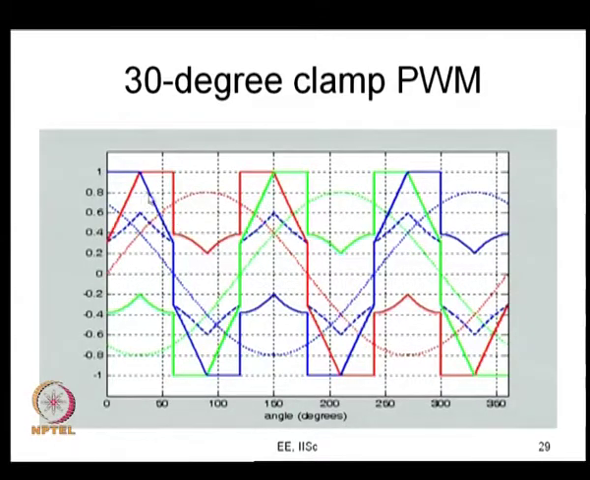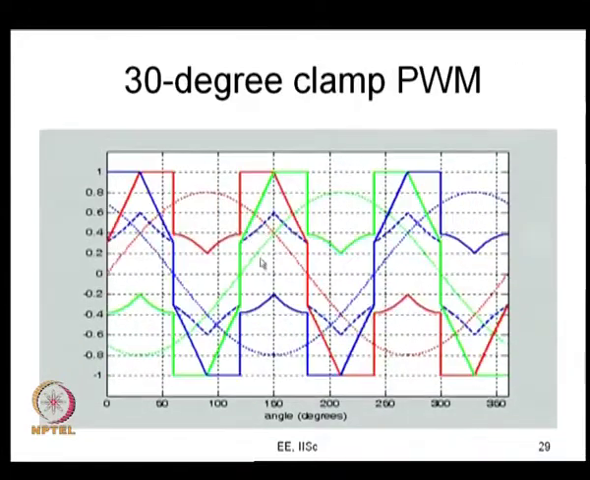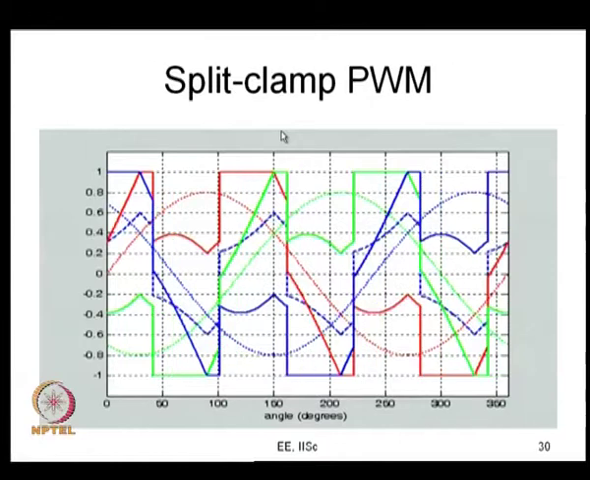Since they are clamped for 30 degrees in every quarter cycle instead of 60 degrees in every half cycle, here it is 60 degrees in every half cycle, here it is 30 degrees in every quarter cycle, and therefore you give a name called 30 degree clamp PWM now. A generalization of this 30 degree clamp PWM is split clamp PWM. Instead of 30 degrees and 30 degrees, this can be some gamma and some 60 minus gamma. So, they will add up to 60 degrees now.